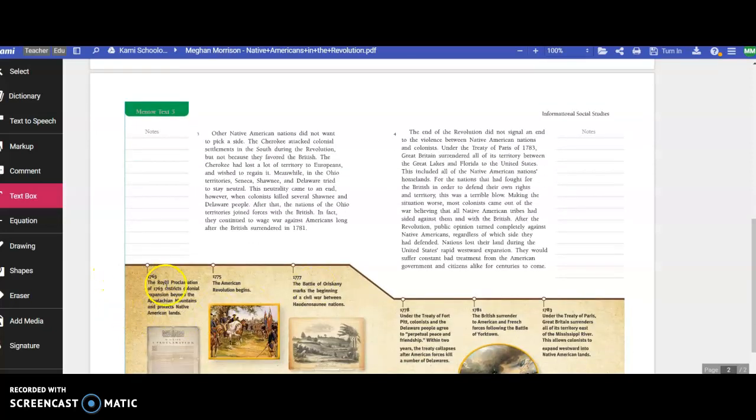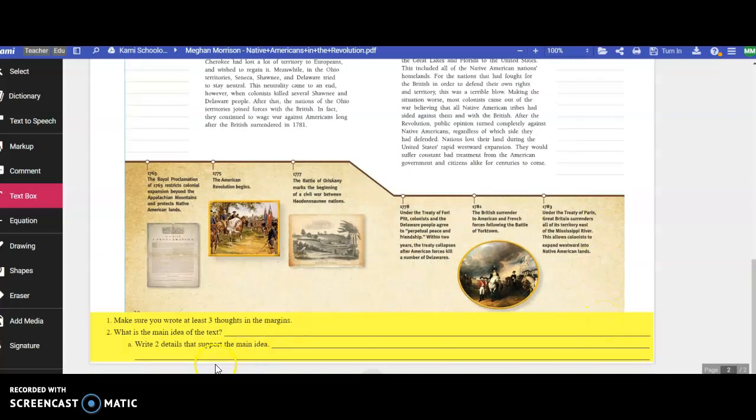And do make sure you take a look at the timeline to see some of the important things that happened as well. And then it asks you, what is the main idea? And either write 2 details, or I'm fine if you underline 2 details that support the main idea you picked. Okay, keep in mind details don't have to be word for word quotes. It can just be something from the text that supports what it is mostly about.